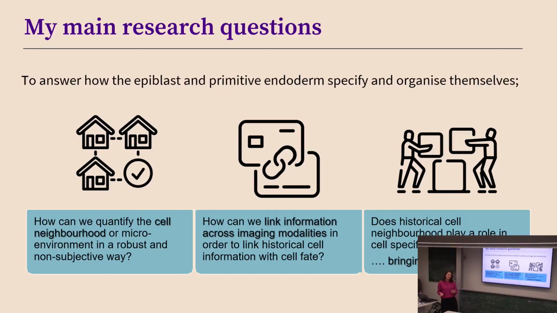And so in that sense, what proteins are they expressing, which can then let me know what kind of cell they're becoming. Are they becoming yellow or orange? And so in order to do this, I need to be able to link information across different imaging modalities, or different types of imaging, in order to understand this and make that link between historical cell information and what they become.